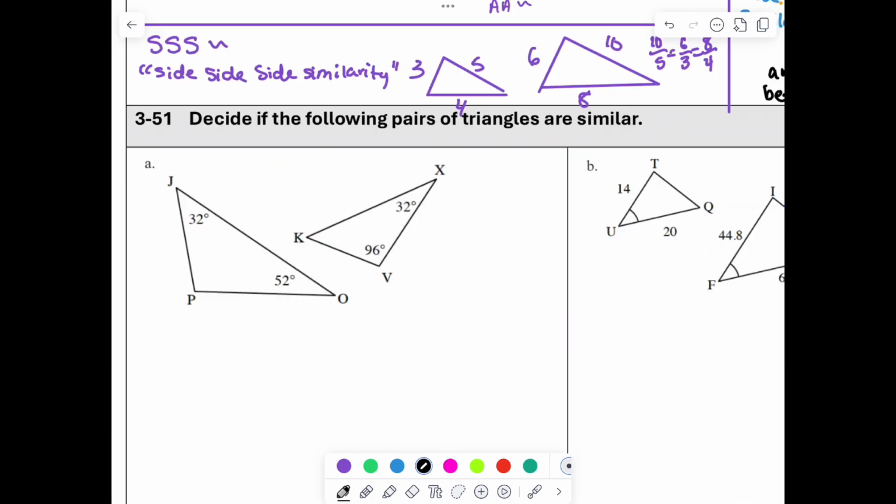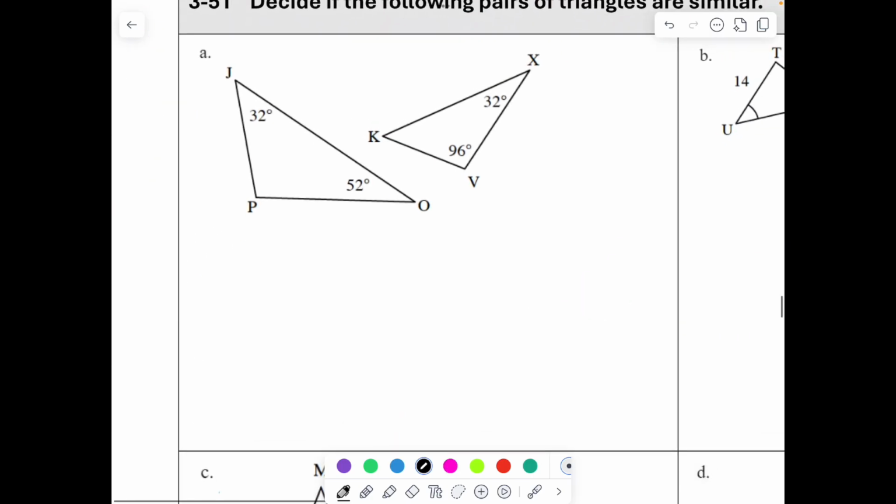Okay, so we're going to decide if these are similar. We have 32 and 32. We're given 2 different angles, so we should see if the missing angle would be the same. So let's use this triangle right here. 32 plus 96 plus a missing angle should add up to 180.